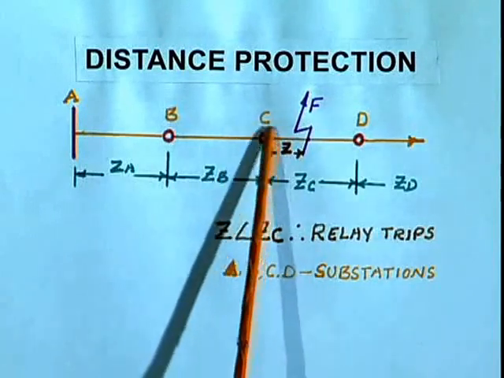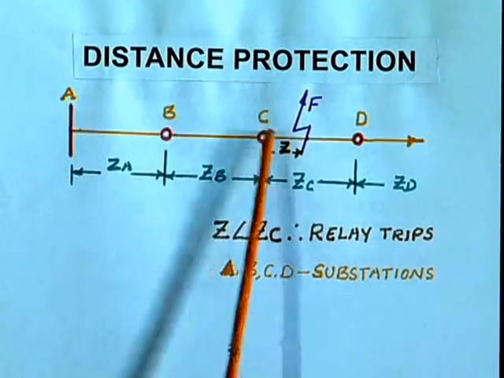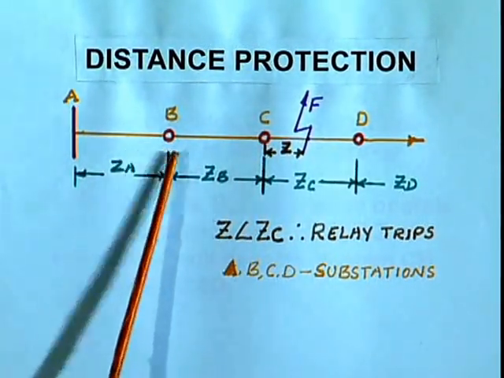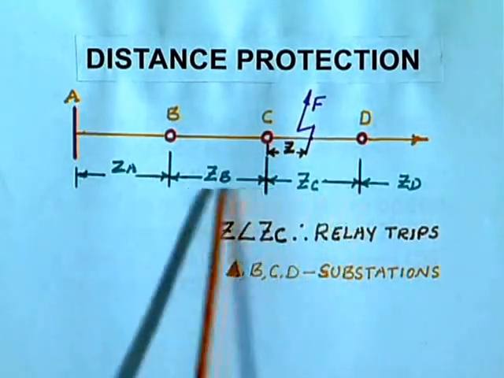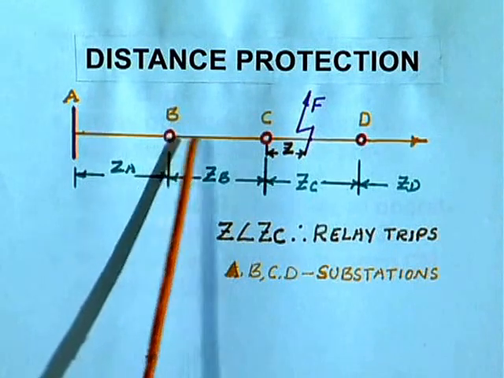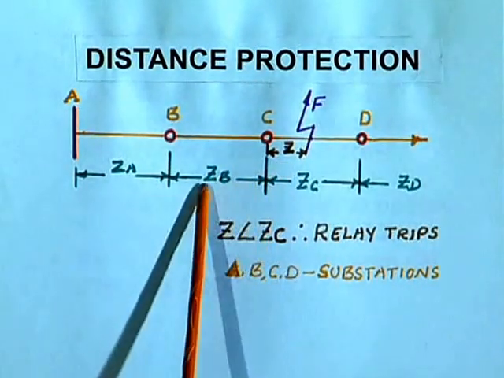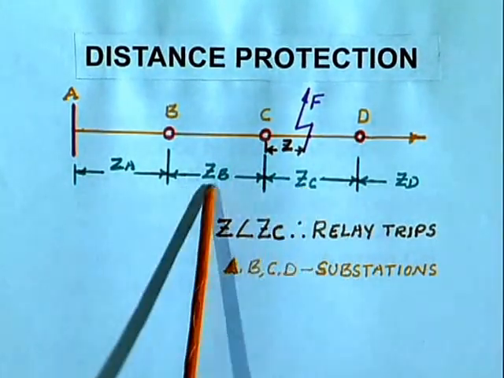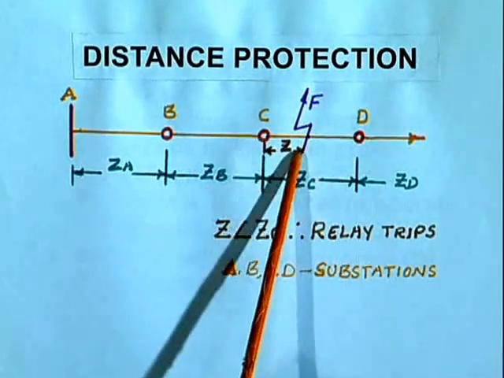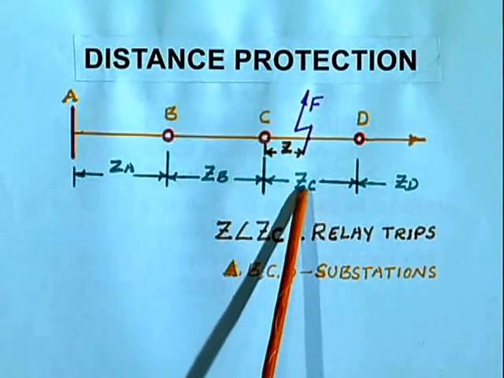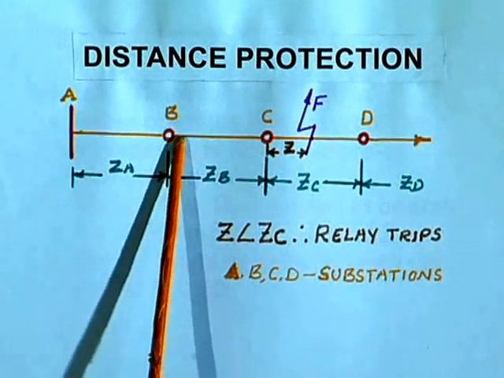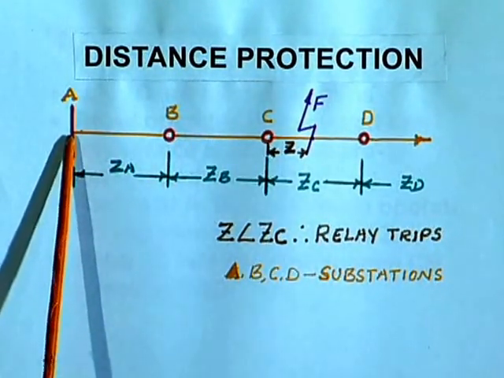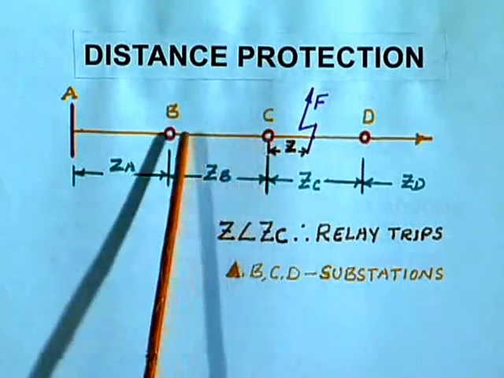If suppose C fails to operate, then you can see at B. The B set value is ZB plus ZC. So, ZB plus Z is less than ZB plus ZC. ZB plus ZC is greater than Z, or Z is less than ZB plus ZC, therefore, B will operate. If B fails to operate, then A will operate. So, some time delay will be there from C to B, B to A.